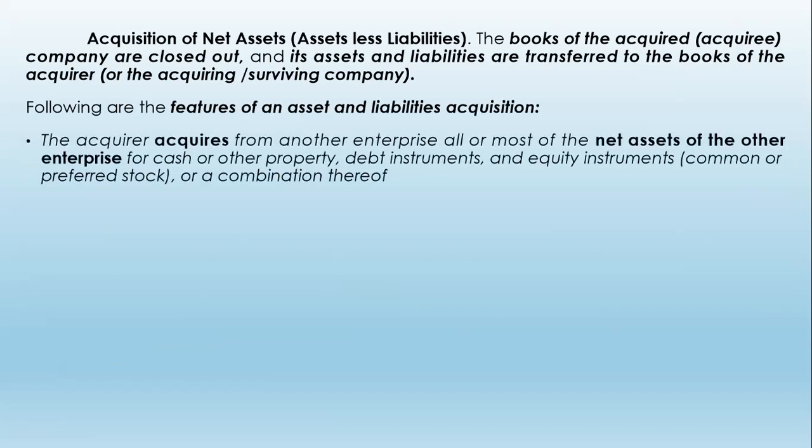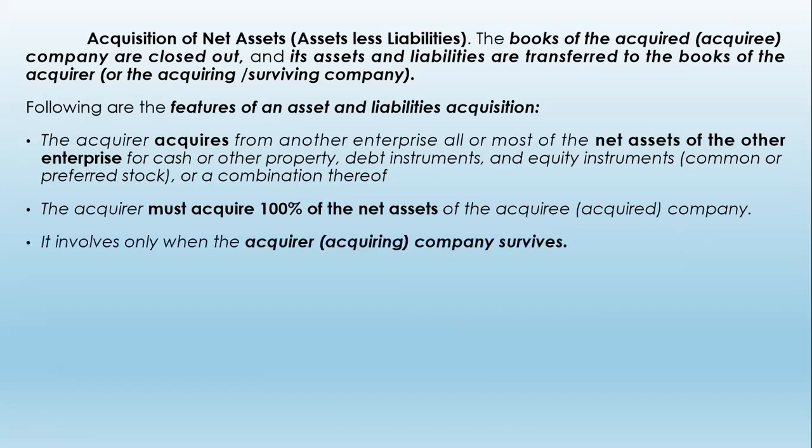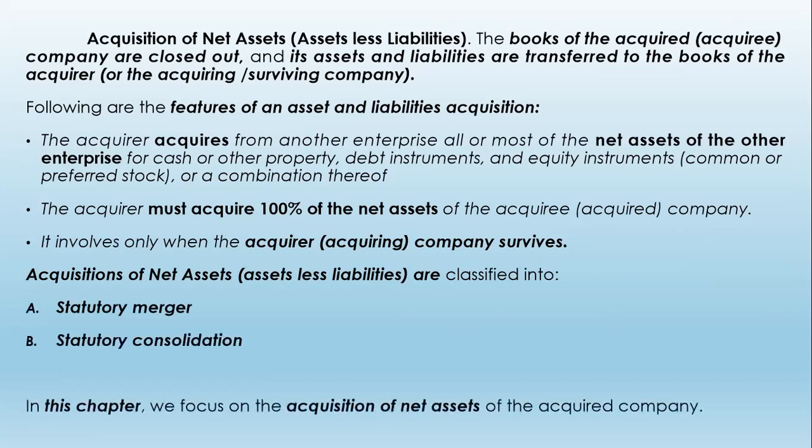The acquirer acquires from another enterprise all or most of the net assets of the other enterprise for cash or other property, debt instruments, and equity instruments, common or preferred stock, or a combination thereof. The acquirer must acquire 100% of the net assets of the acquired company. This involves only when the acquiring company survives. Acquisition of net assets are classified into statutory merger and consolidation. In this chapter, we focus on the acquisition of net assets of the acquired company.